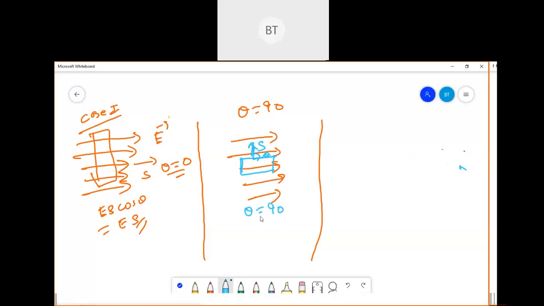So now if you substitute the value, what do you get? The value of flux is E dot S, and E dot S is ES cos theta. The value of theta is 90, so cos 90 will be 0. So what you get here is 0. This is our second case.